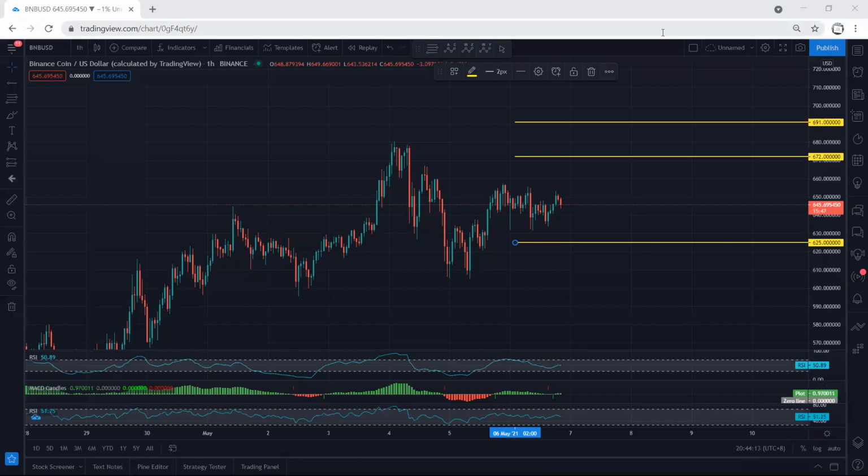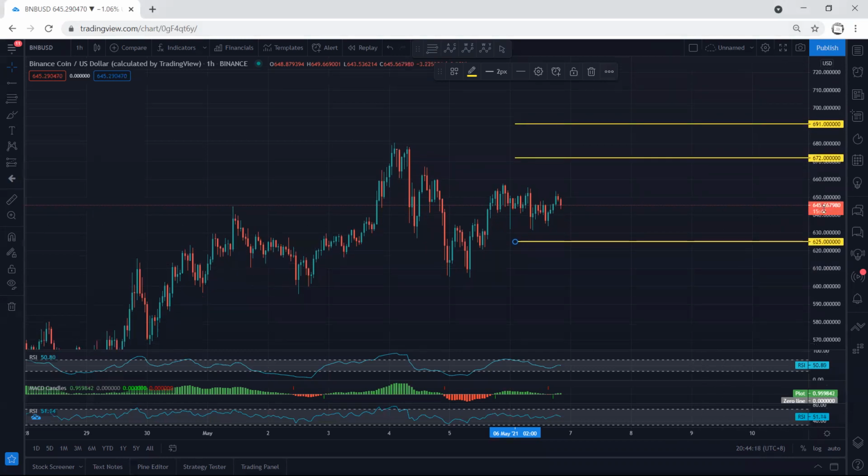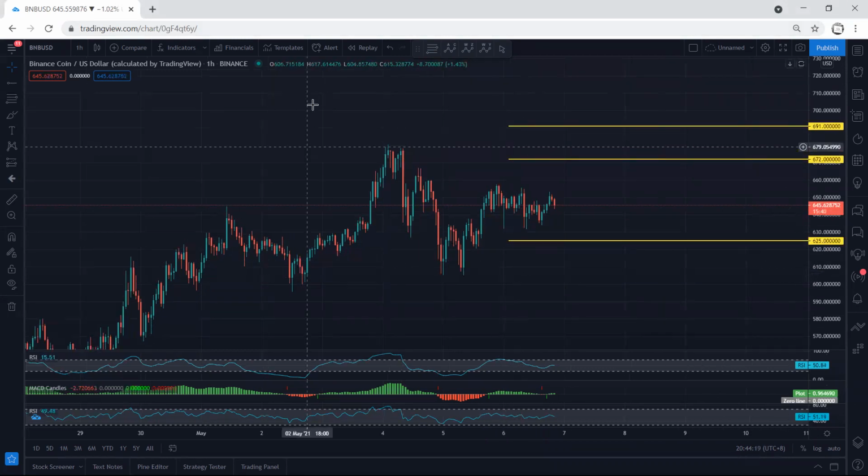BNB, we start with 1 hour chart. We want to see how we can look for trade. As we can see, compared to my last analysis, there are not many changes. The only thing is this correction turned into a deeper correction.